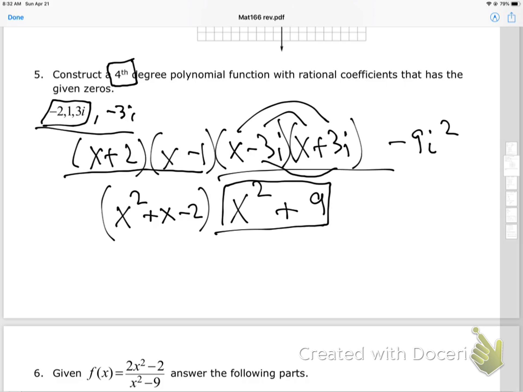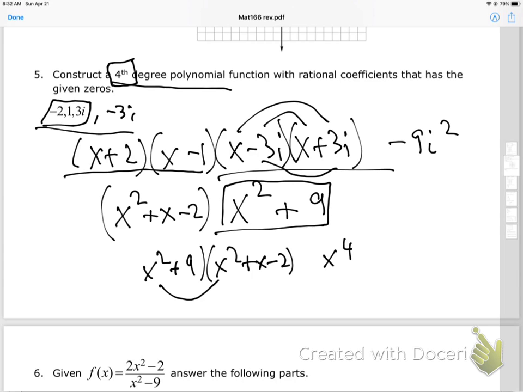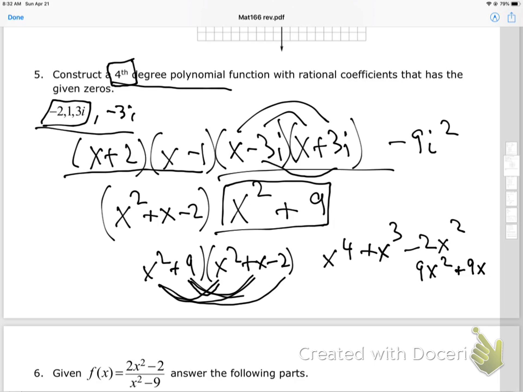So if I'm going to construct a fourth degree polynomial, I just have to multiply these together. (x squared plus 9) times (x squared plus x minus 2). Right. x squared times x squared is x to the fourth. x squared times x is x cubed. x squared times negative 2, negative 2x squared. Right. 9 times x squared is 9x squared. 9 times x is 9x. 9 times negative 2 is negative 18.